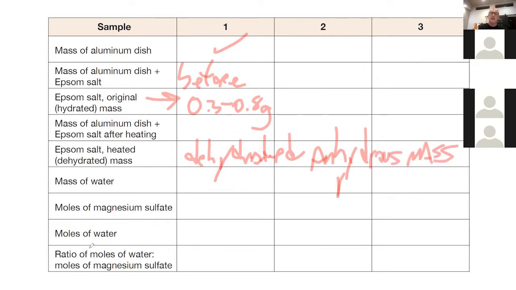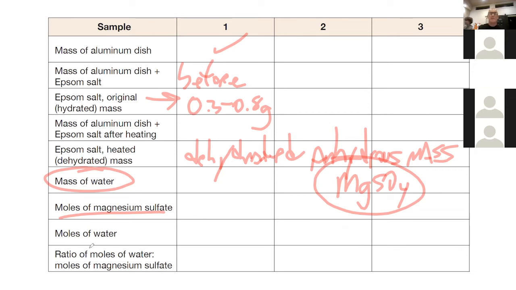This should just be magnesium sulfate by itself. If that is just magnesium sulfate, then you have a mass, and you can figure out the number of moles of magnesium sulfate. The difference in mass between the hydrated and the dehydrated is the mass of water. With the mass of water, how many moles of water is that? Once you have your moles of magnesium sulfate and your moles of water, the ratio should be the formula for magnesium sulfate hydrate.